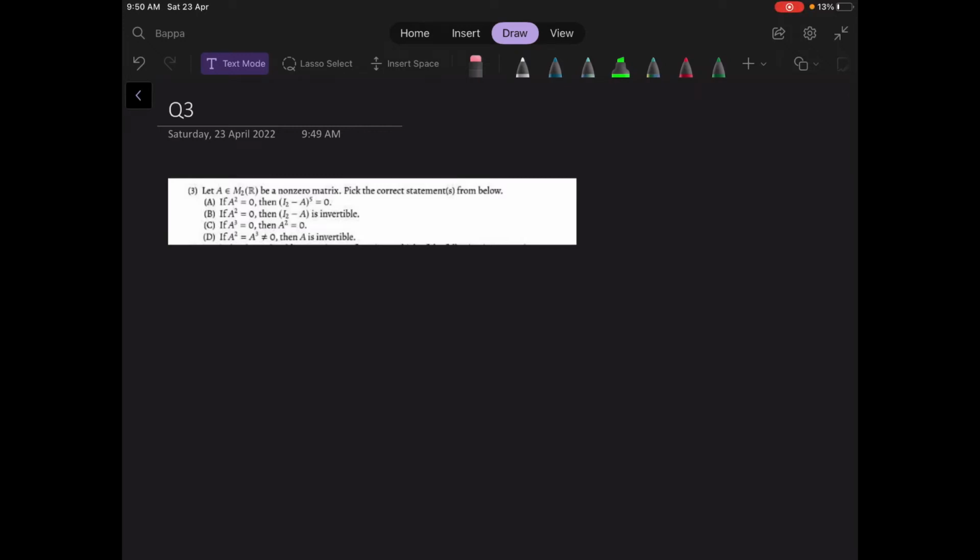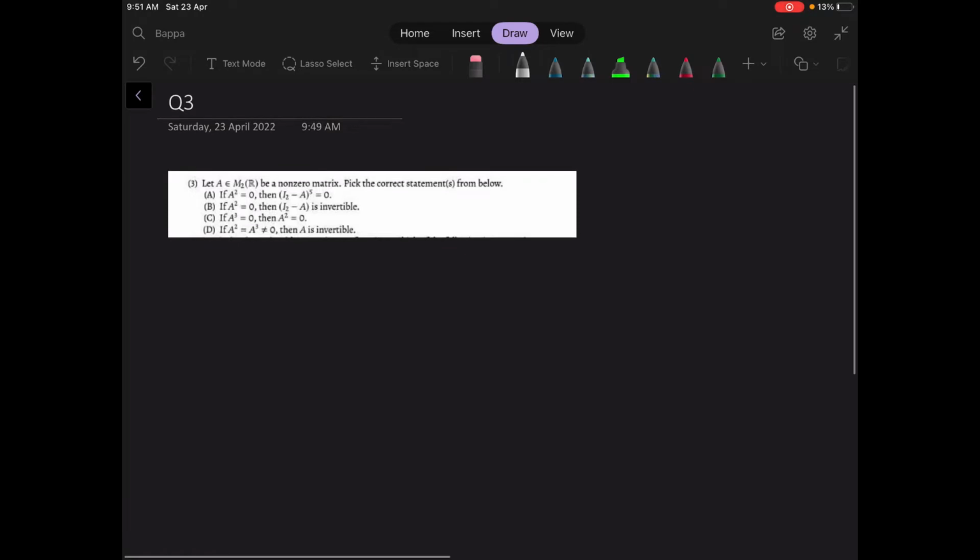So, welcome back again. Let us look at question number 3. A and B are non-zero matrices. Pick the correct statements below. Option A: if A square equal to 0, then (I2 minus A) to the power 5 equal to 0. A is not equal to 0. Let us check option A first. A square equal to 0, but A is not equal to 0.